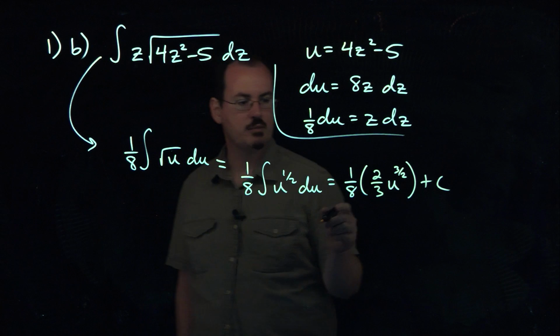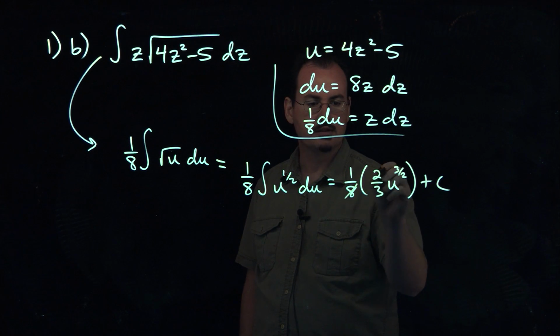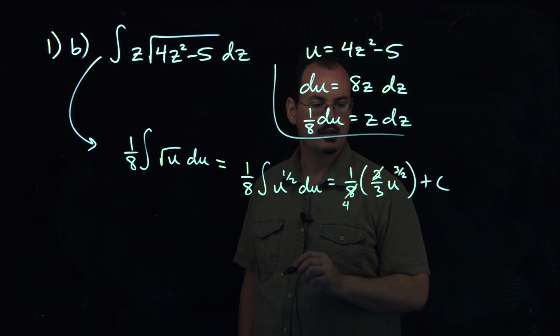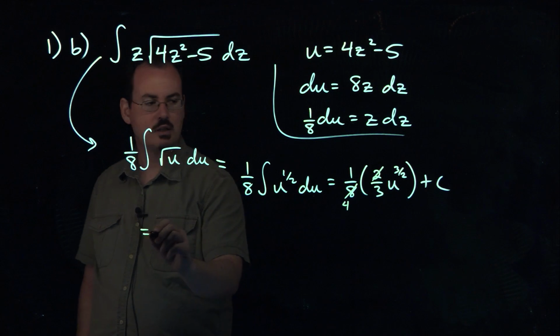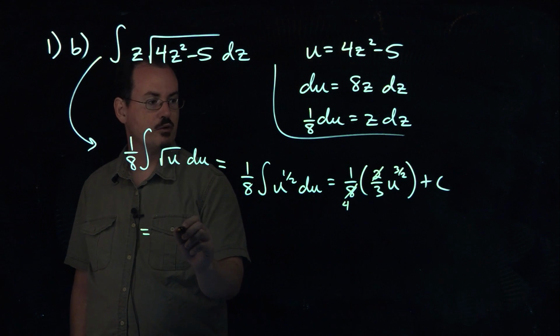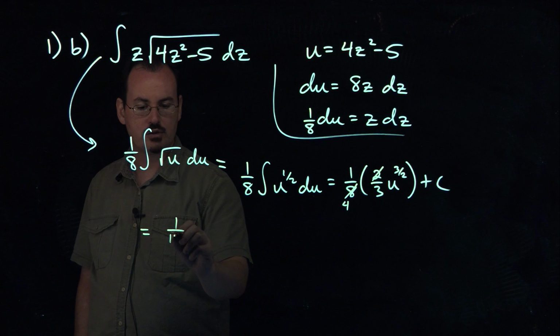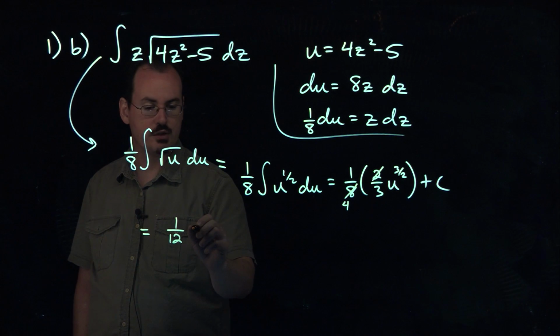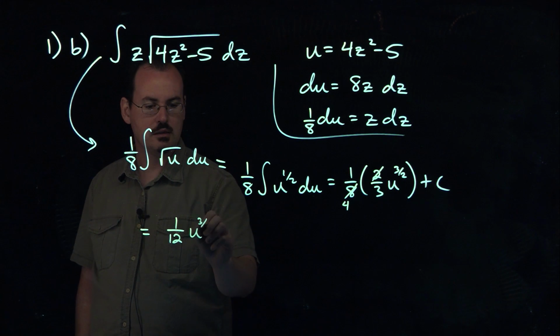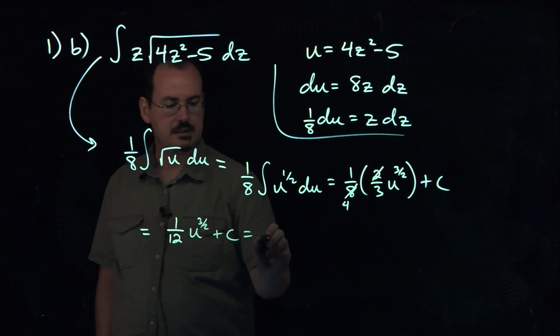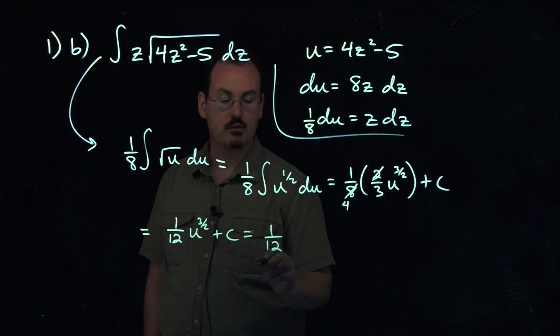Now I can go ahead and multiply these. The 8 and the 2 can cancel here, become a 4 down there. So what am I left with? I'm left with just a 1 in the numerator, 4 in the denominator times that 3. So I'll have 1/12 u to the 3/2 plus the constant.